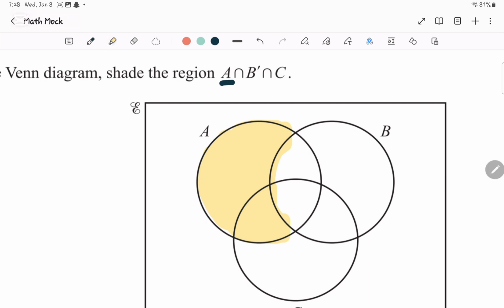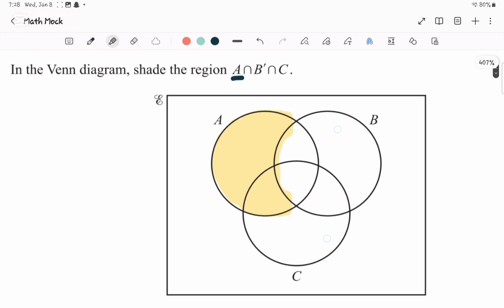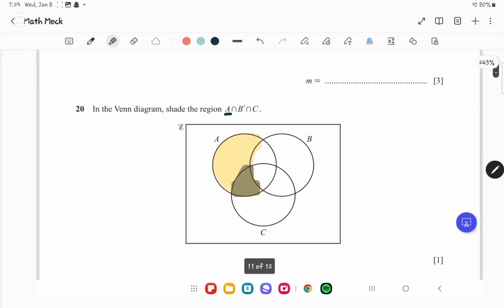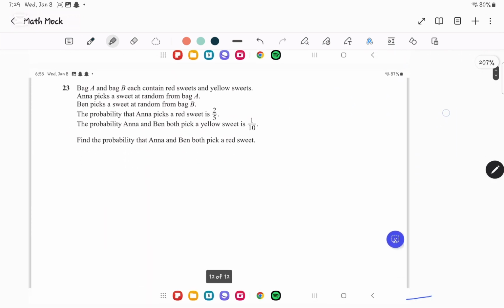Then they told us all of this, let me just change the color. They told us all of this is with an intersection with C. So that means this shaded part in yellow with an intersection of C. So that means it's going to be this part over here. So that is it for question number 20.